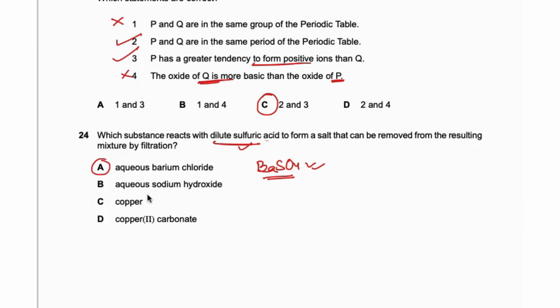Why not B? Aqueous sodium hydroxide. Aqueous sodium hydroxide will react with dilute sulfuric acid to form sodium sulfate, which is soluble, and water. Water is liquid. Copper does not react with dilute sulfuric acid. It is wrong. Copper 2 carbonate reacts with dilute sulfuric acid to form copper sulfate, which is soluble. So it is not the answer. A is the right answer.